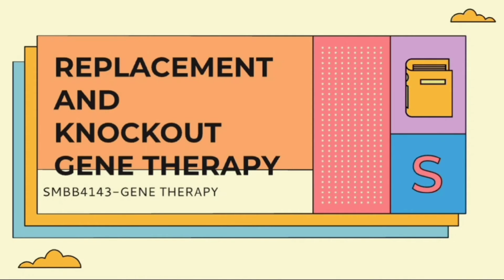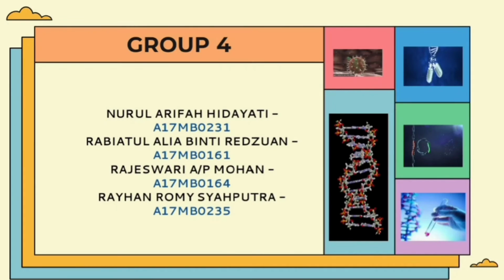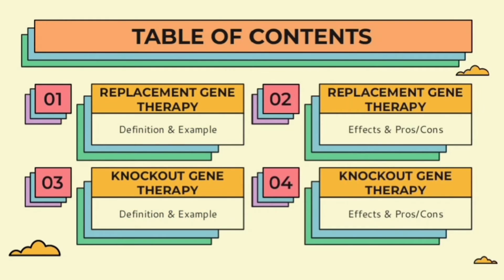Today we are going to present on replacement and knockout gene therapy. These are our group members. First is Nurul Arifah Hidayati, me, Rabita Alia binti Rezwan, Rajeswari, and Raihan Romi Shahputra. These are our subtopics for our presentation. It will cover definitions, examples, effects, pros and cons for both types of gene therapy.